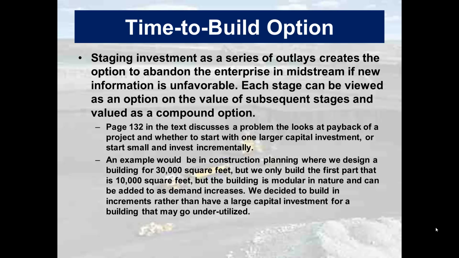The example is in construction planning, where we design a building for 30,000 square feet, but we only build the first part that is 10,000 square feet. But the building is modular in nature and can be added to as demand increases. We decided to build in increments rather than have a large capital investment for a building that may go underutilized. So that's an example of a time to build option.